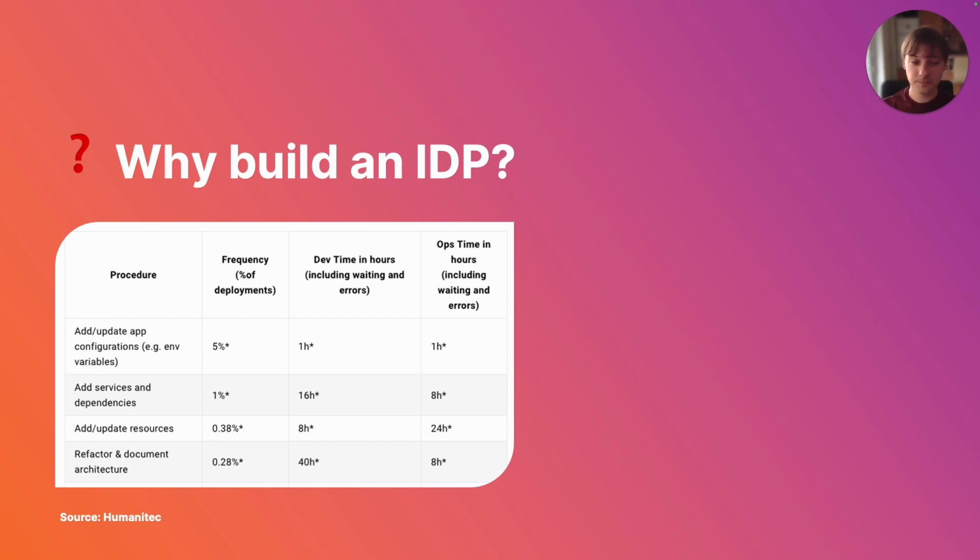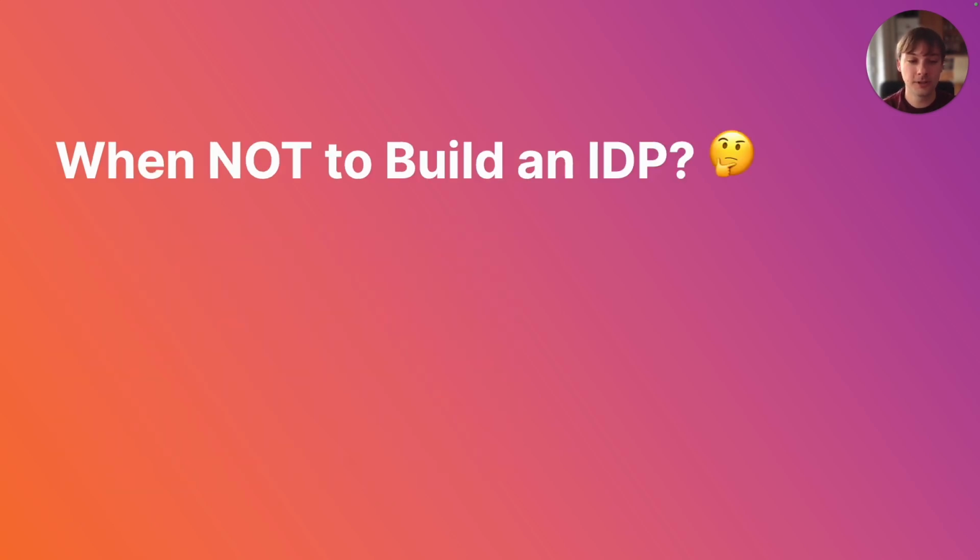So here you can see the time that is needed for ops time and also dev time when you need to add or update app configurations, add services and dependencies, update resources and stuff like that. And usually these things take time because we have silos. And this basically means that developers need to contact someone else to do the work for them. And then this time that you can see in this table just increases for each thing. That's why we need to standardize our processes so that we increase our velocity.